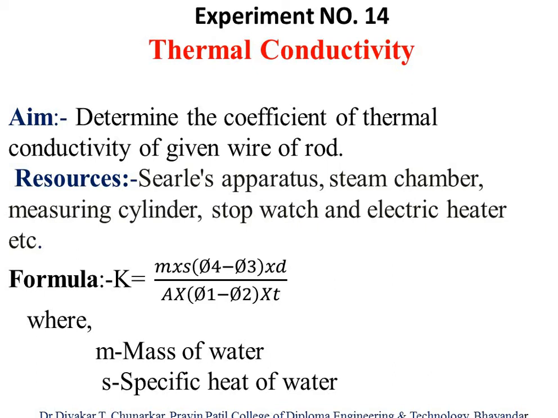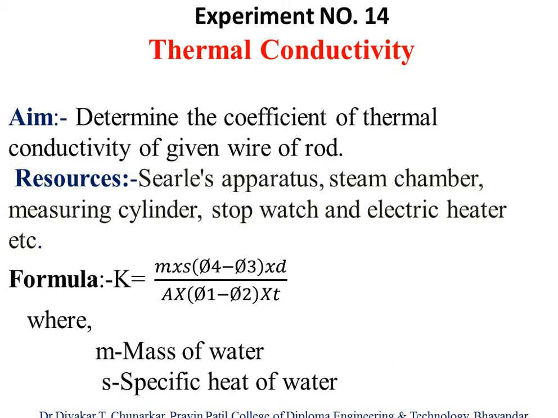In this experiment, we have to use different types of apparatus and instruments. For example, Searle's apparatus. Searle is the name of a scientist. So: Searle's apparatus, steam chamber, measuring cylinder, stopwatch, and an electric heater. Keep in mind, you already know the electric heater and the stopwatch. This is the assembly of Searle's apparatus.